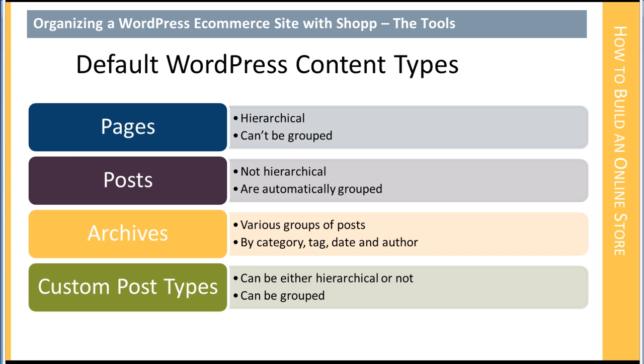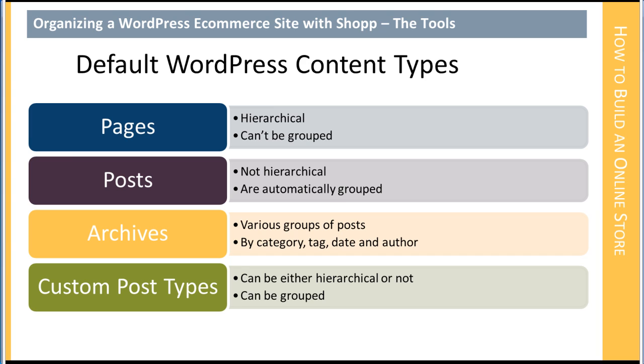And so those are the three default tools that WordPress comes with. It comes with pages, posts, and archives. The fourth thing that it comes with is the ability to have custom post types. And a custom post type is essentially something like a page or a post that you create, that is not an inherent part of WordPress, but it's something that you've created for your own specific purpose.